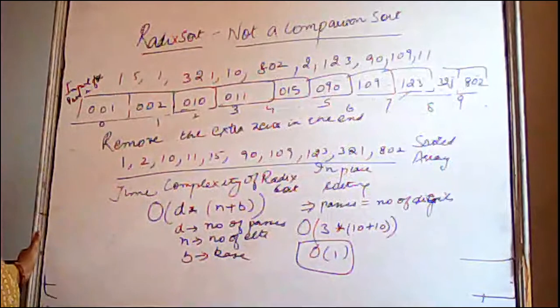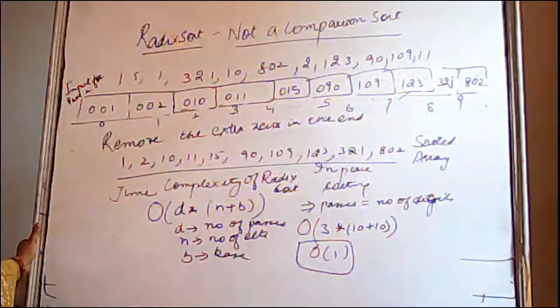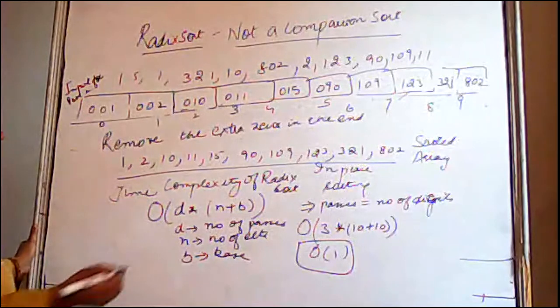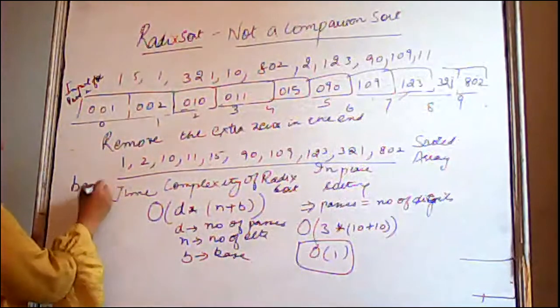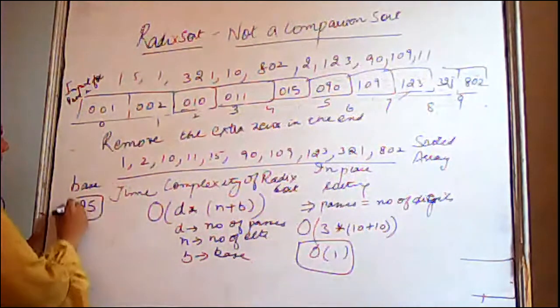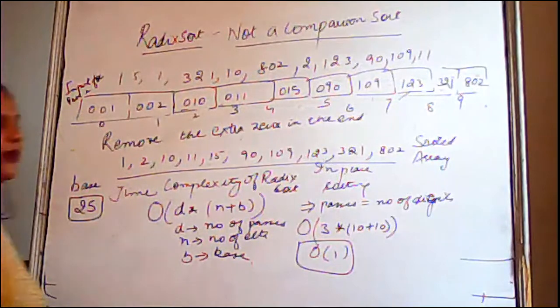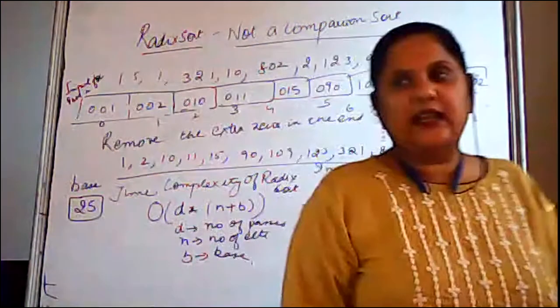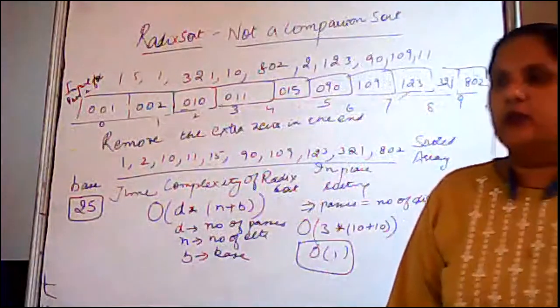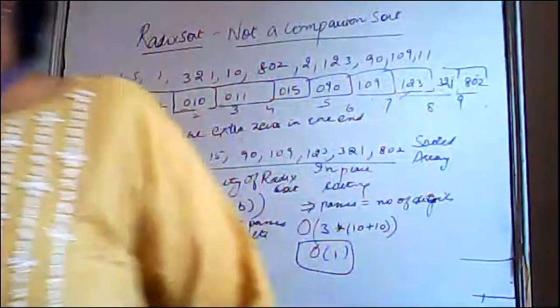Big O of D into N plus B. D is the number of passes, N is the number of elements which are given in an array, and 10 is the base that we have used, because we have used the base 10 for the decimal numbers. Supposing we are going to compare the alphabets, we will take base as 25, whereas we are taking base as 10 in the decimal numbers. So this is all about radix sorting.